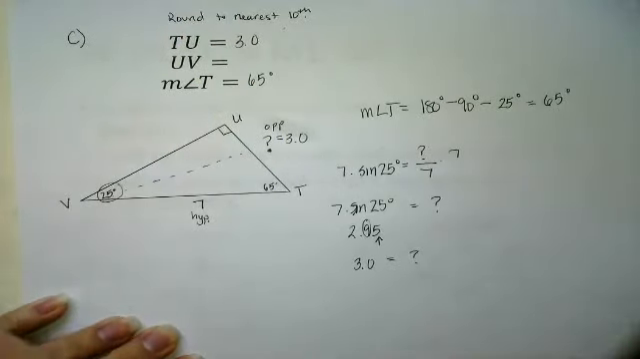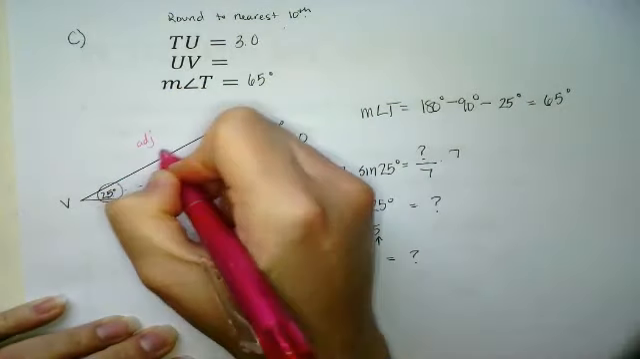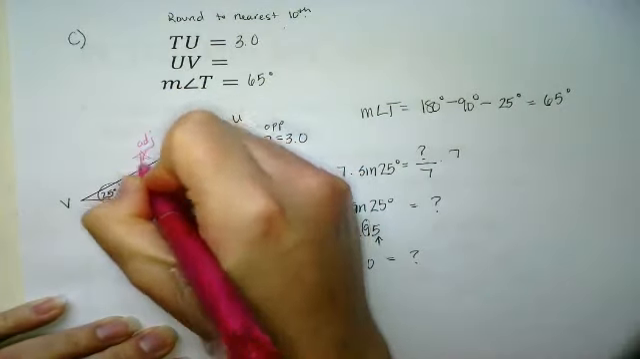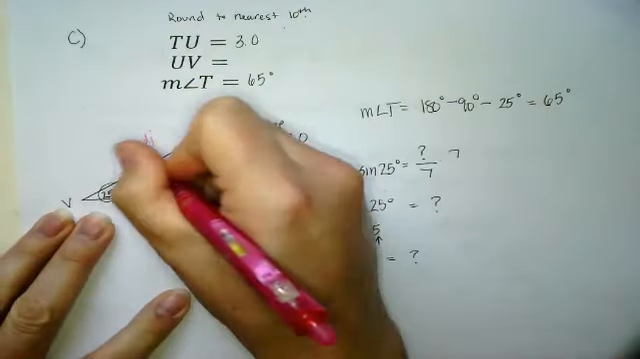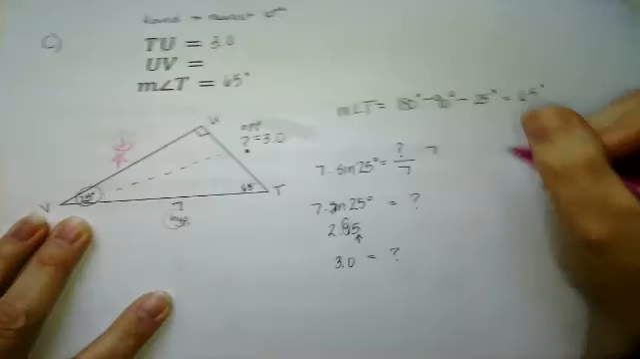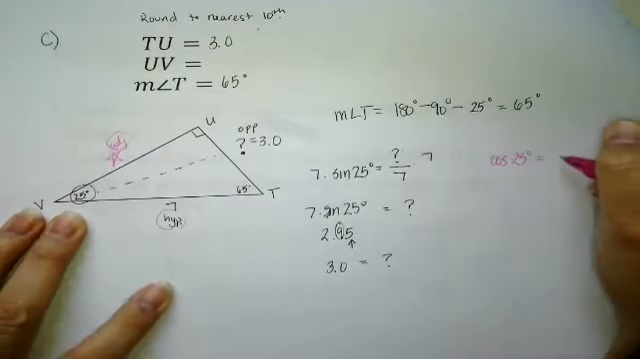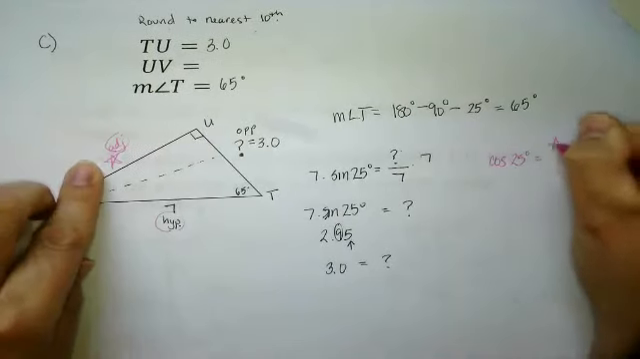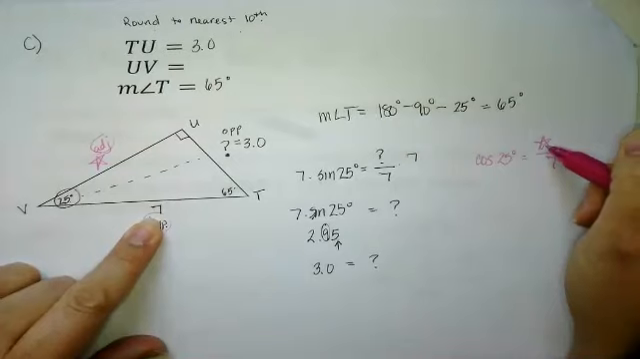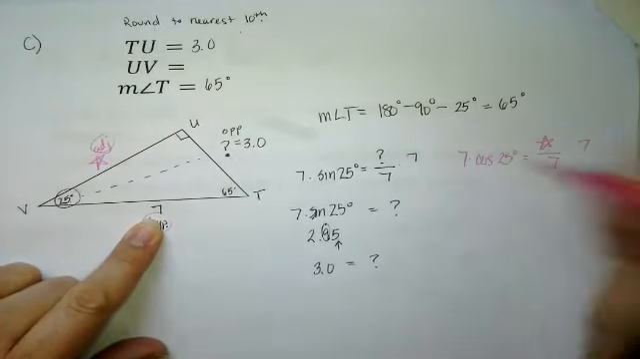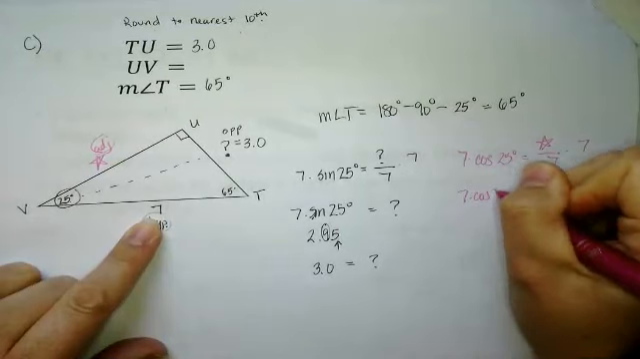Now I can do the same thing to figure out this adjacent side. So we want to, I don't know, I'm just going to call it a star. We want to figure out the star here. And so I have adjacent and I have hypotenuse. Well, that's a cosine function. So the cosine of my 25-degree angle is adjacent over hypotenuse. So again, I just want to isolate my star. So I'm going to multiply by 7. So the star is 7 times the cosine of 25 degrees.